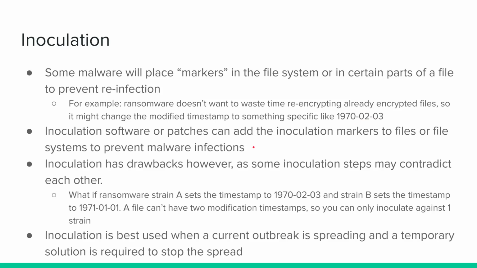However, they can be error prone. So if we imagine a scenario like this, where I have two strains of ransomware. Ransomware A sets the modified time to February 3rd, and ransomware strain B sets the same modified timestamp to January 1st of 1971. Since a file can't have two different modification timestamps or two different inoculation values because they conflict with each other, then we would have to pick one of the two.